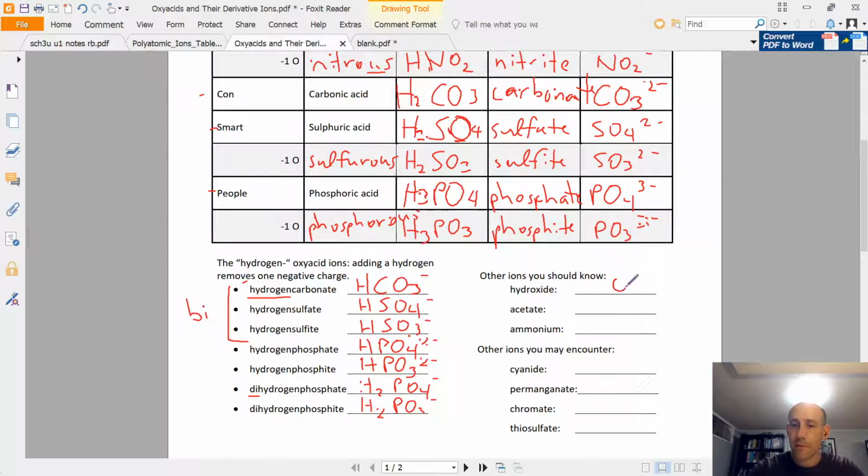The hydroxide ion, OH minus. The acetate ion has 2 formulas. You'll come across both of them. One of them is C2H3O2 minus, with a negative 1 charge. The other one is CH3COO minus. Both are acceptable. They just highlight different things.